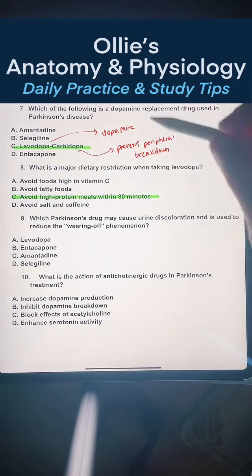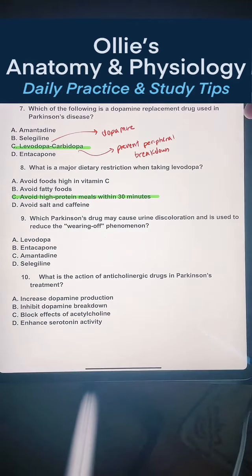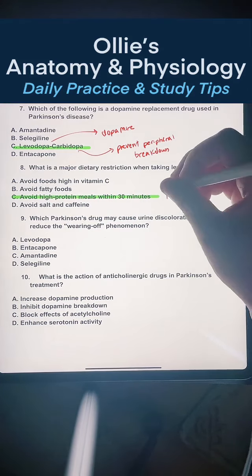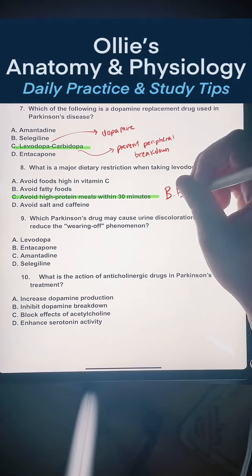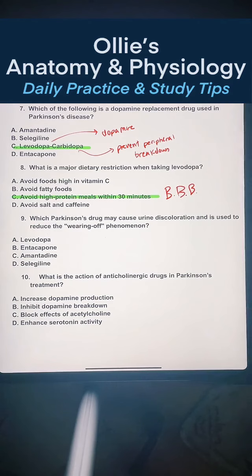It's avoiding high-protein meals within 30 minutes of taking it. And that is because the amino acids compete with it for transport across the BBB, the blood-brain barrier. Basically, it's going to reduce the efficacy. So you want to avoid high-protein meals within the first 30 minutes, reducing the competition with amino acids for the efficacy.